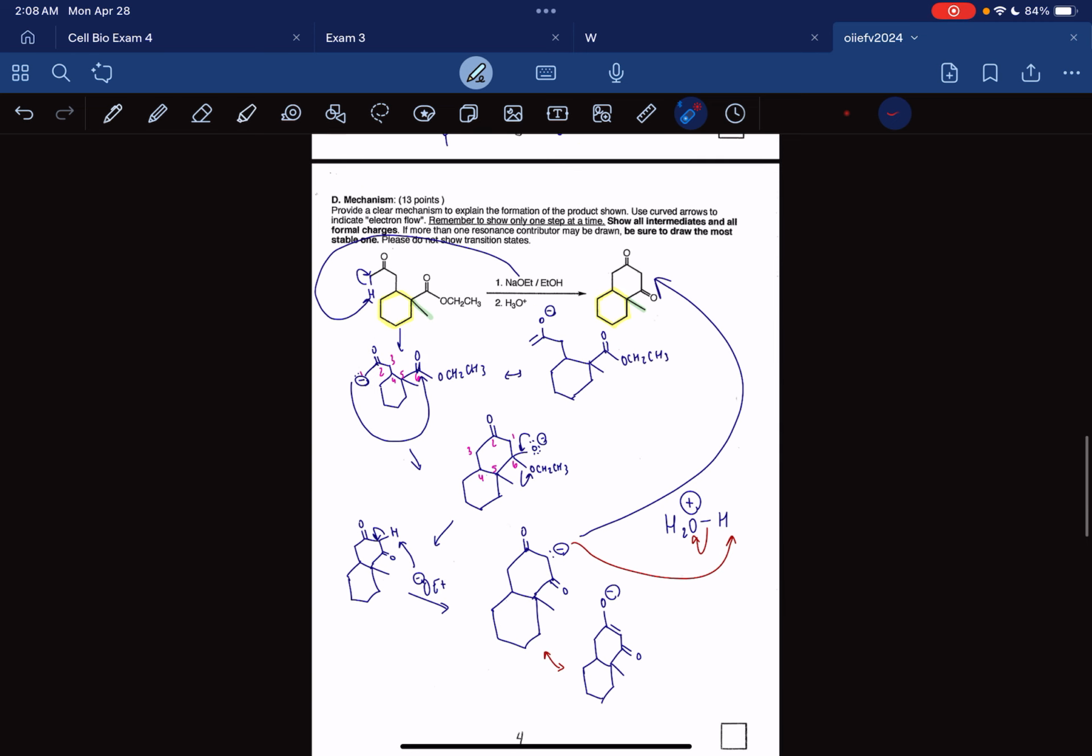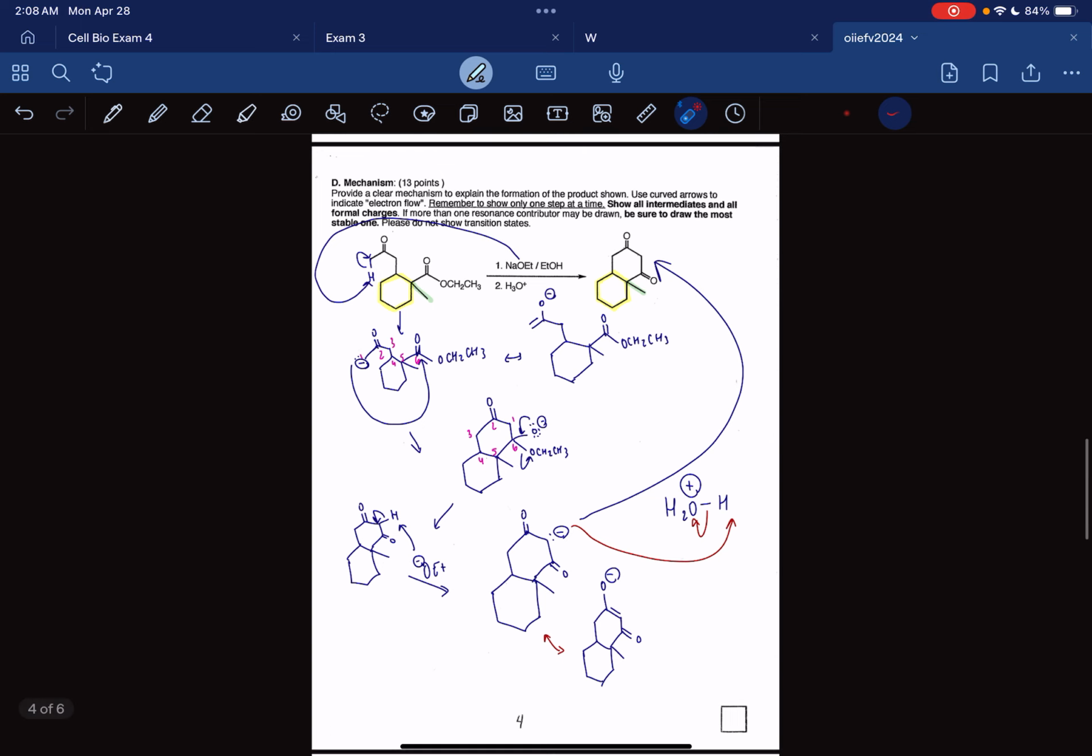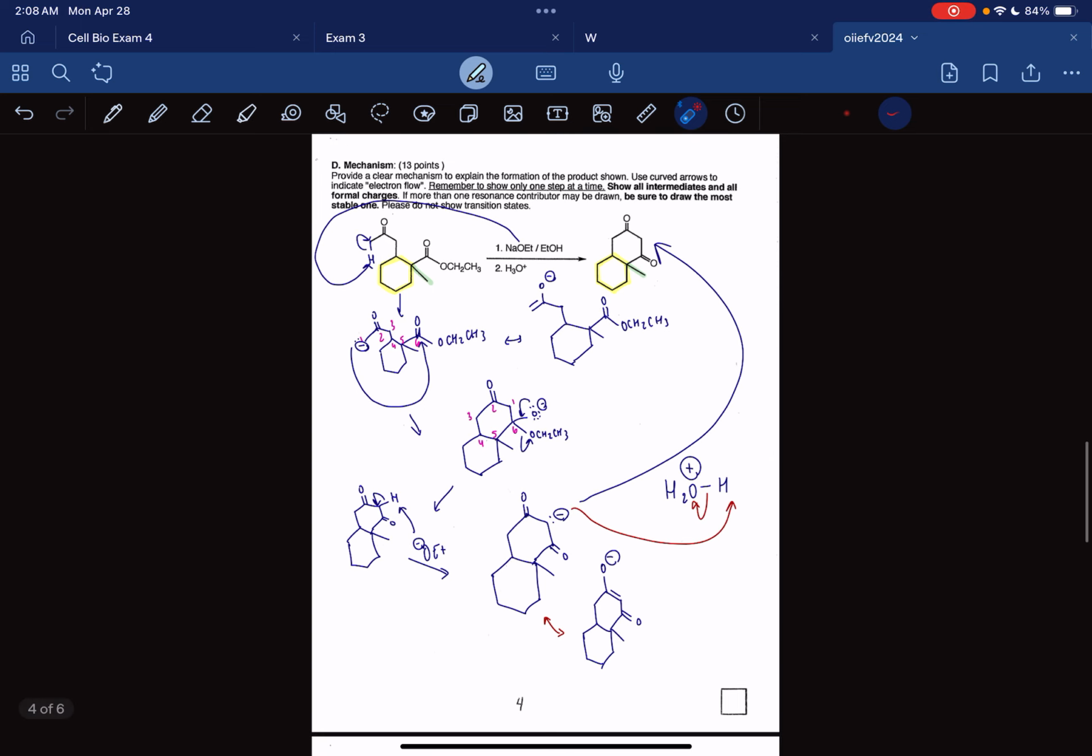But the mechanism is honestly very repetitive, so the more exams you do, the more obvious it'll become. Just be on the lookout for these small tricks, like recognize what stays the same, and then number your carbons so you know what's going on.